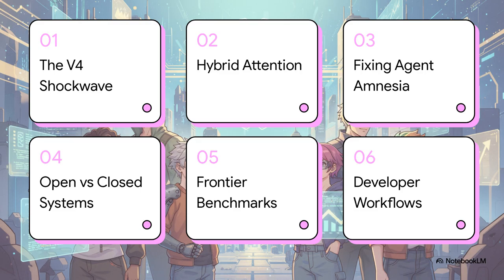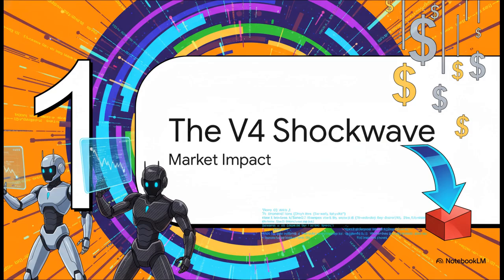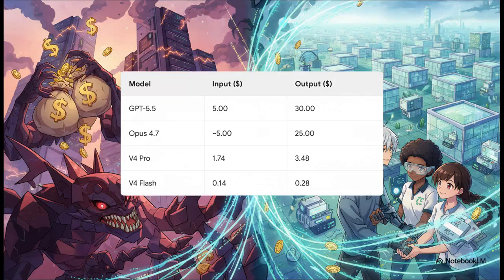Let's jump right in. Section 1. The DeepSeek V4 shockwave. DeepSeek dropped 2 versions of V4. We've got V4 Pro, which is a massive 1.6 trillion parameter model, and V4 Flash, a much faster 284 billion parameter version. Just look at the stark contrast in these numbers.